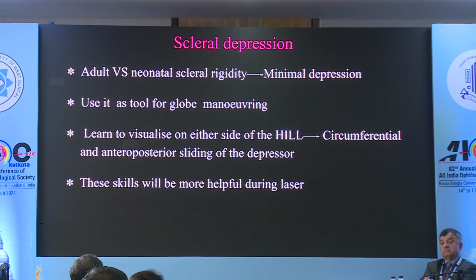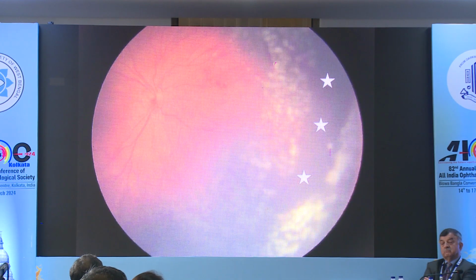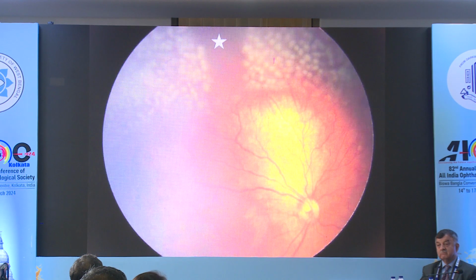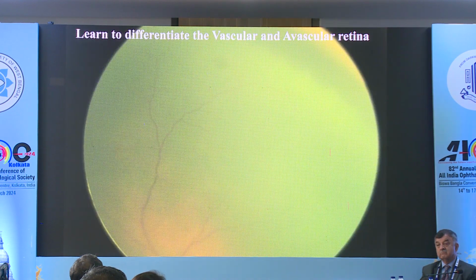to see on either side of the scleral depressor, because understanding this skill will be very helpful in doing ROP laser. If you cannot see on either side of your depressor, there are very high chances that you laser on either side of your depressor and miss somewhere in between. So this is an important skill which will help you to laser also.